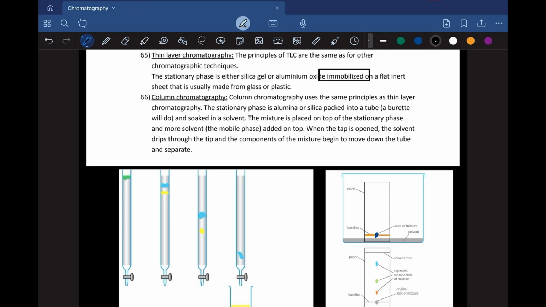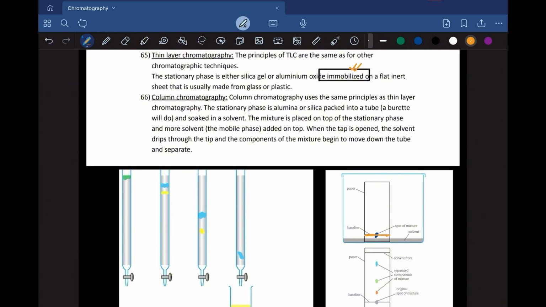A thin layer chromatography plate is coated with a thin layer of silica gel. We have put a thin layer of silica gel right here, right? Which acts as the stationary phase. It is a stationary phase because it doesn't itself move. We have written it as immobilized. We can also say it is a stationary phase. The silica gel is a stationary phase. That means it is fixed and it doesn't move.